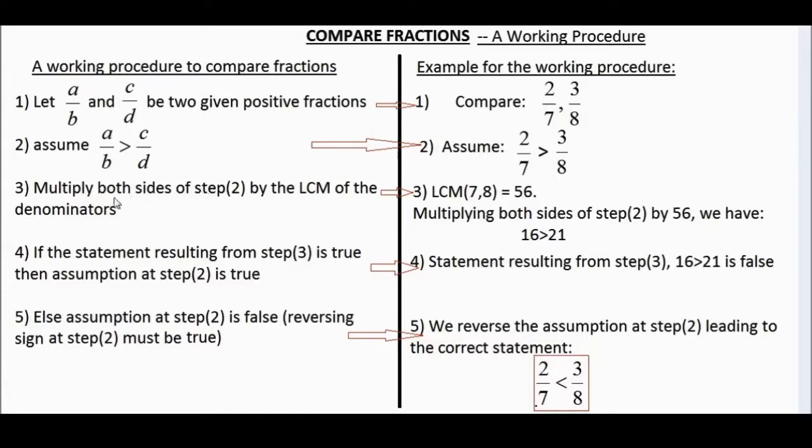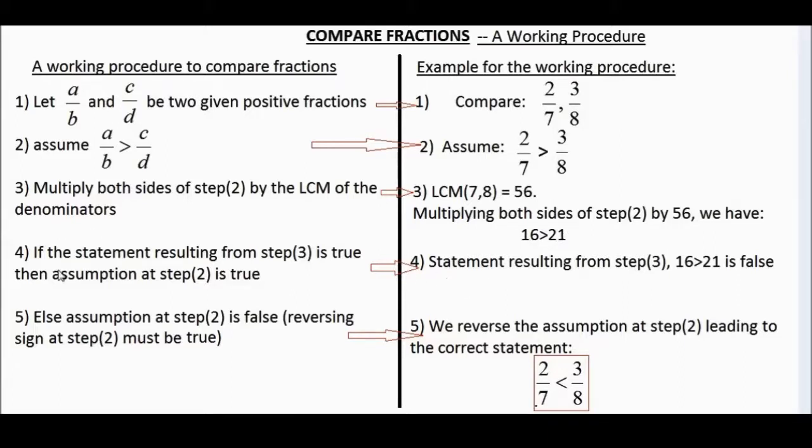So we multiply both sides of step 2 by the LCM of the denominators. LCM of 7 and 8 is 56. Now multiplying both sides of step 2 by 56, we have 16 larger than 21. So this assumption leads to the statement that 16 is larger than 21.